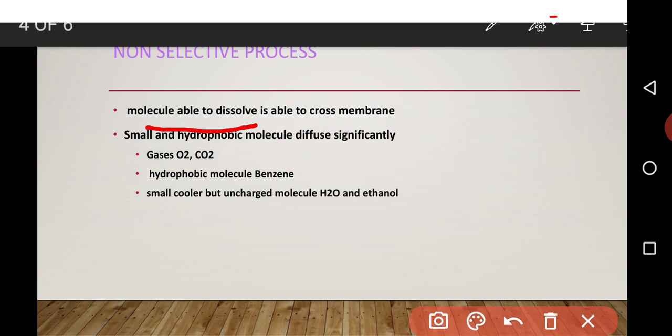Among the gases there are O2 and CO2, because the cell needs oxygen and the cell should remove carbon dioxide from it, and these molecules simply diffuse. They do not depend on any protein. So these molecules, including the gases, are able to cross the membrane.